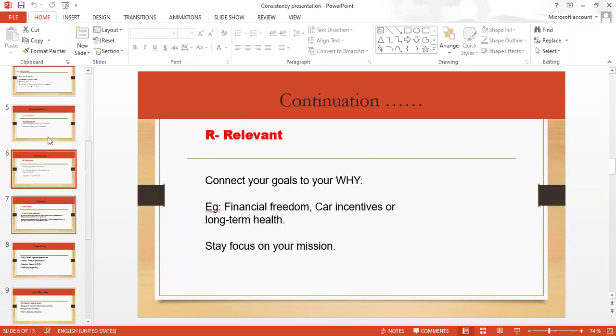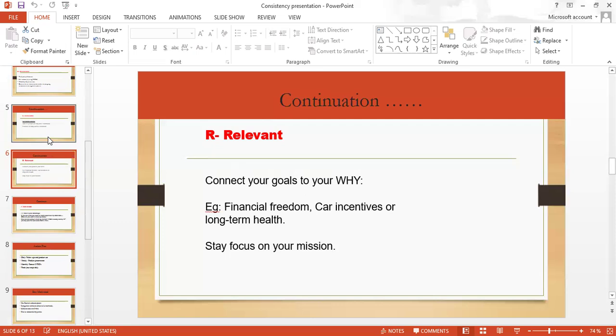Okay. And then the R stands for relevant or realistic. Make sure these goals are realistic. And here we are talking about relevant. How is it relevant? You need to connect your goals to your why. We always talk about the why.